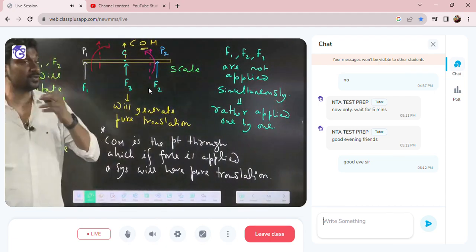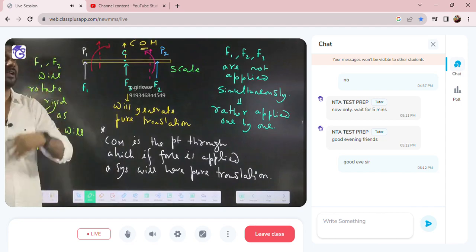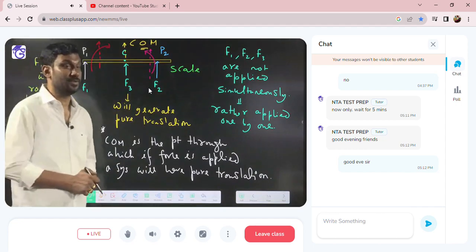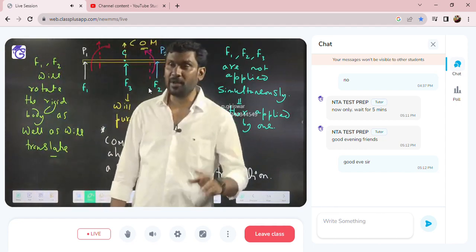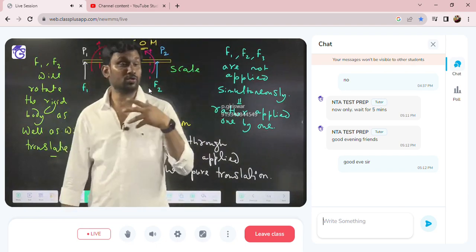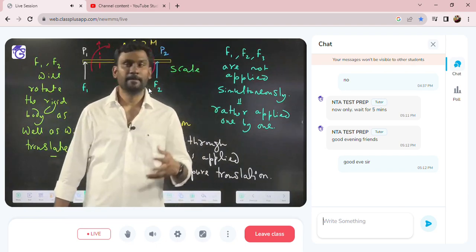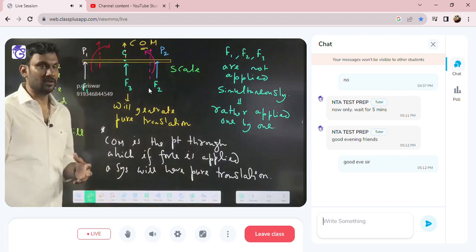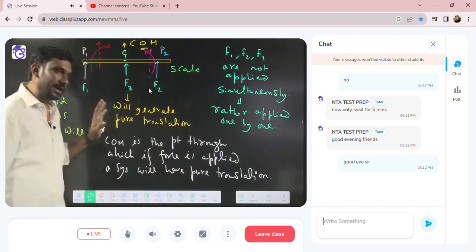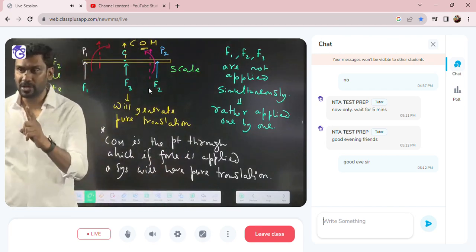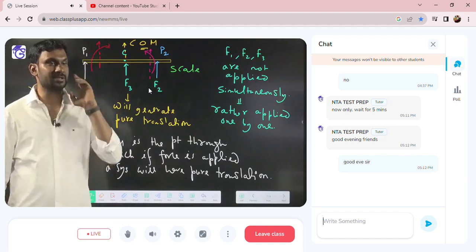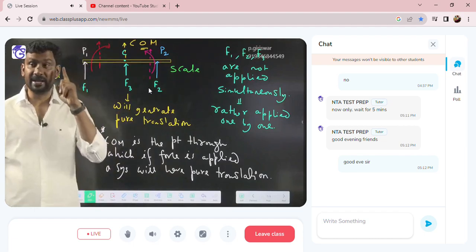Center of mass, we should not say very lamely or very vaguely that it is the point where the entire mass is supposed to be concentrated. Yes, that is the point, but that is the point not to substantiate mathematically. So the correct definition of center of mass will be: it is the point through which if you apply force, a system will have only pure translation. It will never ever generate any rotation.